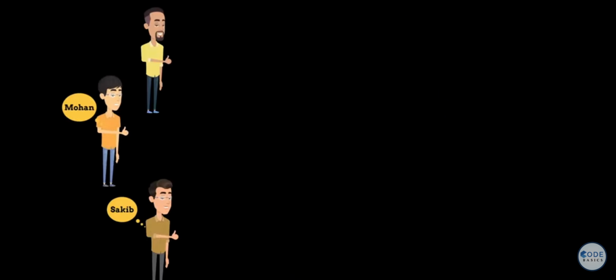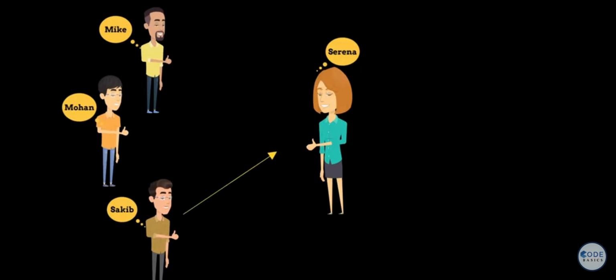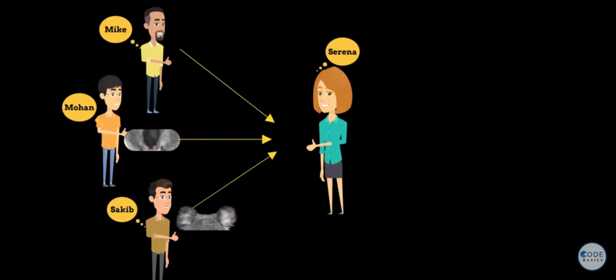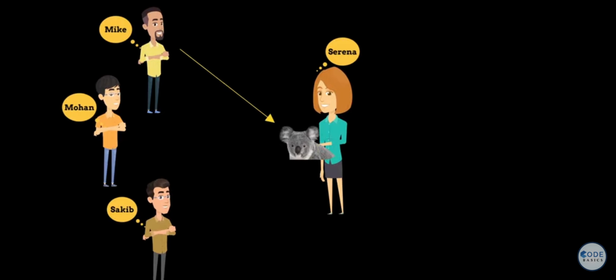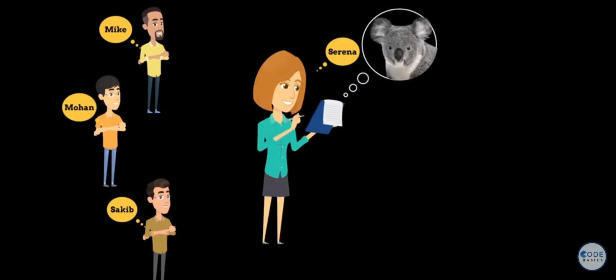You can extend this collaboration further and make Sakib an ear detection expert. And then these three students can go to Serena, and Serena can work on deciding if the image has a koala's face or not. So once Mike, Mohan and Sakib say that this image has a koala's eyes, nose and ears, Serena can use their work to figure out if the image has a koala's face or not.